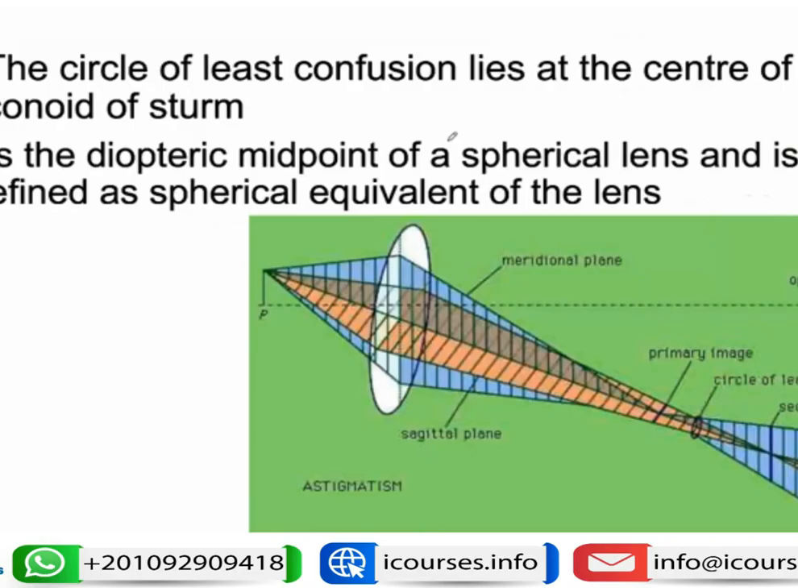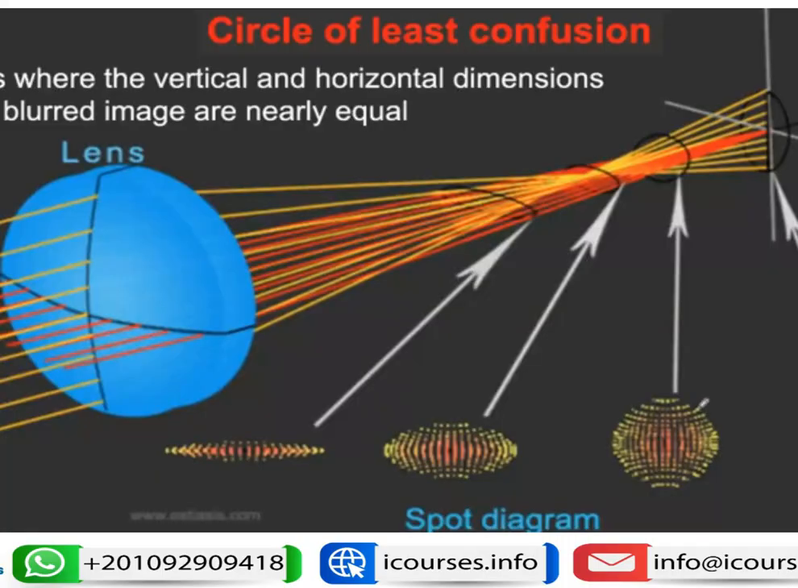The circle of least confusion is present at the center of the conoid of Sturm, and it is the dioptric mid-value of the lens, defined as the spherical equivalent of the lens. So we can calculate the power or the value of the circle of least confusion, as we will see later on, by calculating the spherical equivalent.